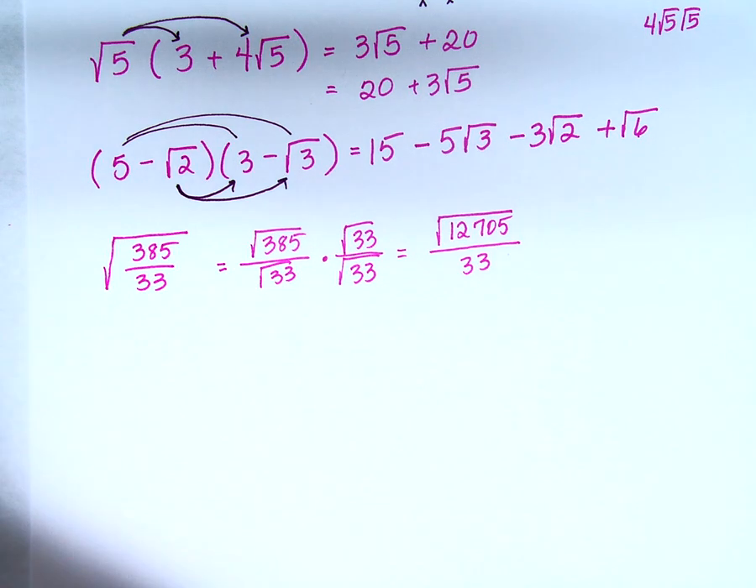And what do I mean by works? What's 12,705 divided by 121? Please do that. Everyone do that in your calculator. 12,705 divided by 121.